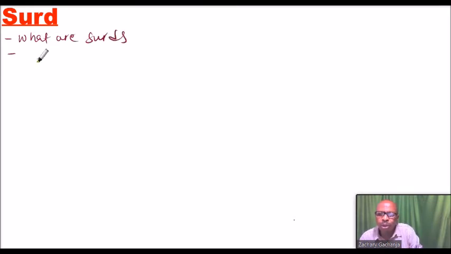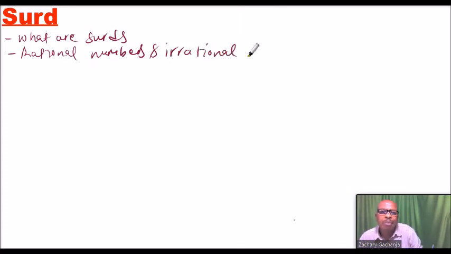Then you should be able to differentiate between rational numbers and irrational numbers. You should be able to describe the order of Surds.